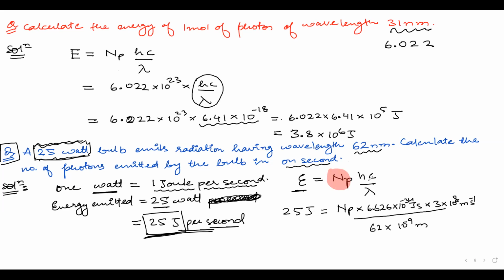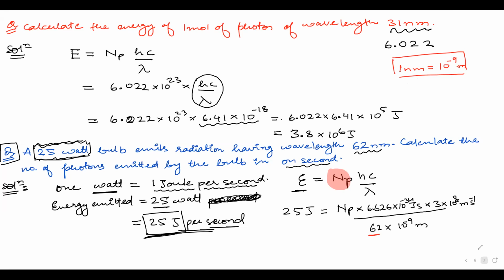We now substitute the values here. h is equal to 6.626 into 10 to the power minus 34 joule second into 3 into 10 to the power 8 meter per second, divided by 62 nanometers. See, 1 nanometer is equal to 10 to the power minus 9 meters. In the back of your NCERT in the appendix, if you see the SI units and conversions, you will find this nanometer also. So we have converted 62 nanometers into meters. So this is 62 into 10 to the power minus 9 meters.